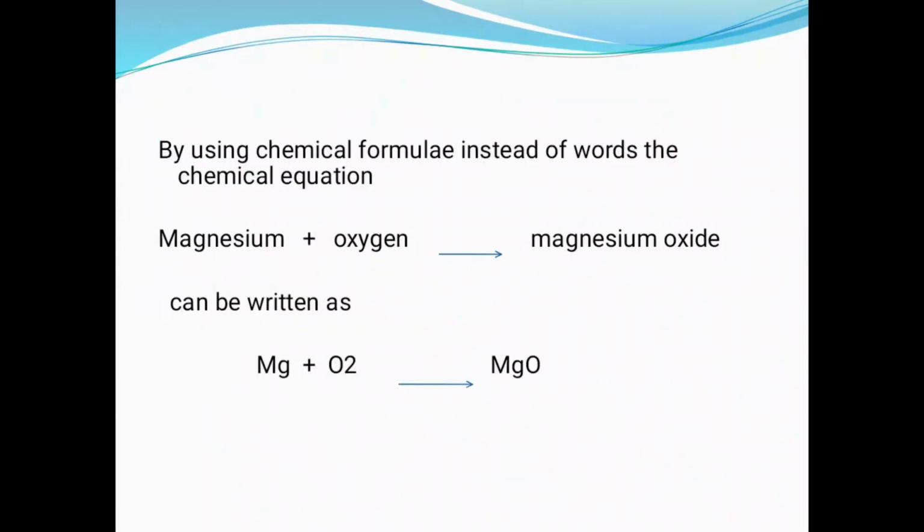Next, we wrote magnesium plus oxygen gives magnesium oxide in words. Now we can also write that by using the symbols or chemical formulas. The chemical formula of magnesium is Mg, for oxygen it is O2, and for magnesium oxide it is MgO. So we write the chemical equation as Mg plus O2 gives MgO.